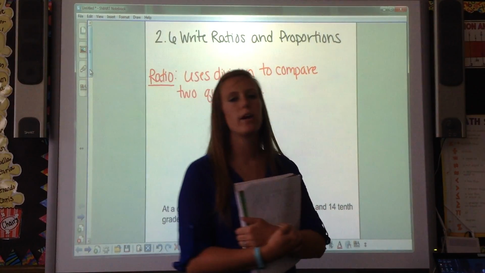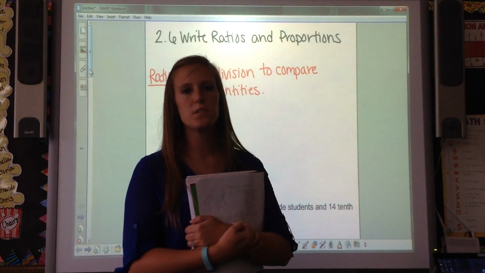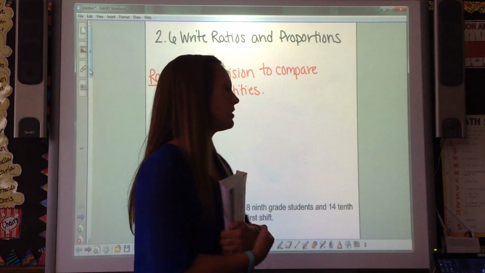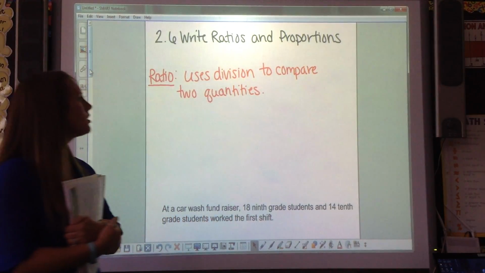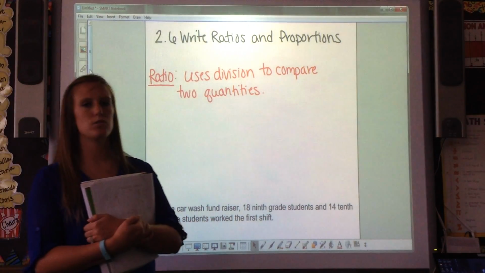In this lesson, we're going to write ratios and proportions. We're also going to be solving them algebraically during the end. So what is a ratio? A ratio uses division to compare two quantities.